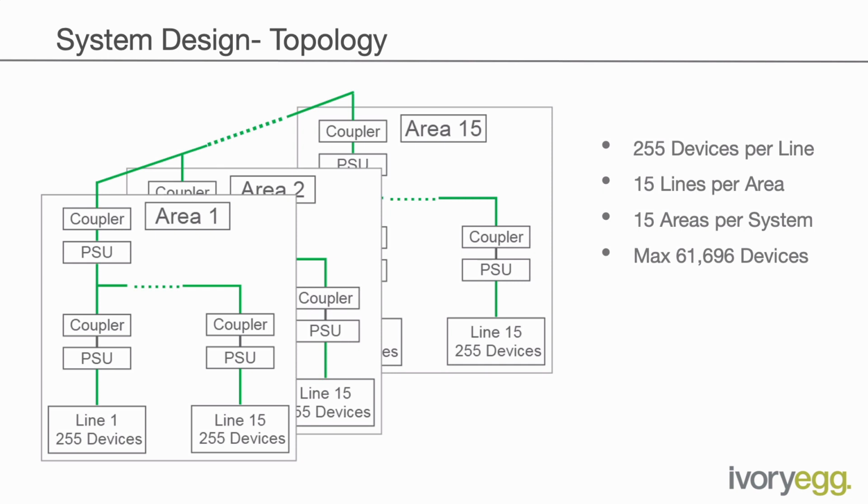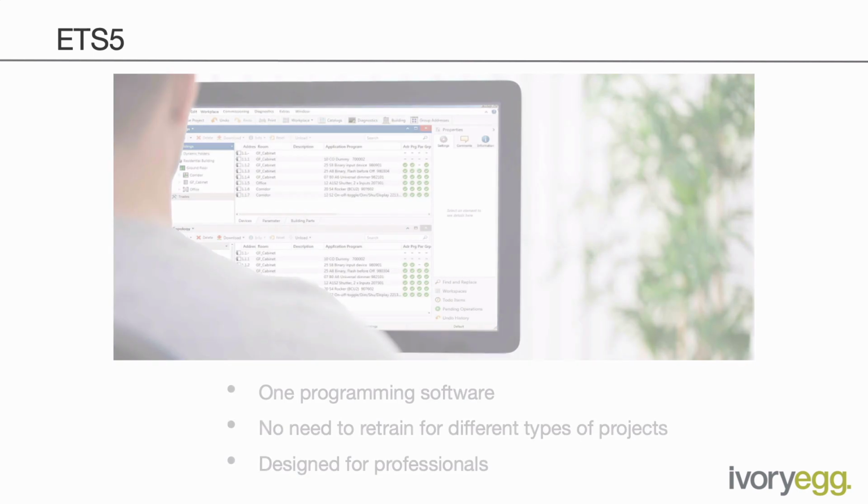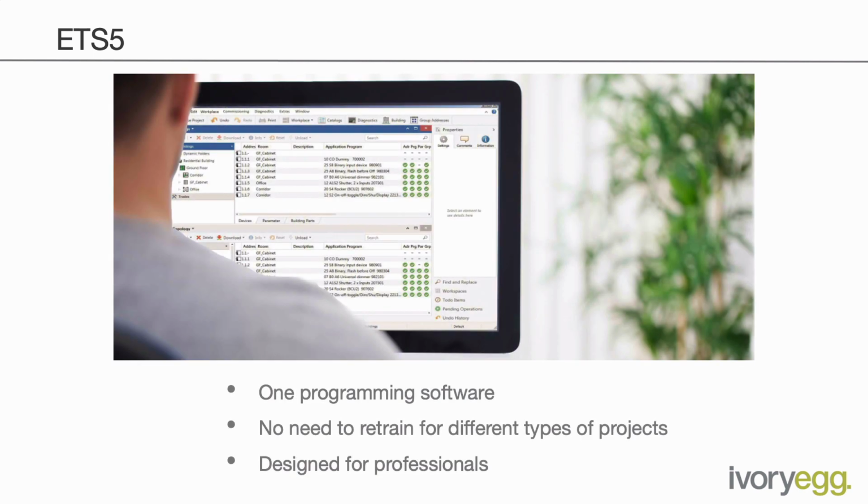So now we know about the power supplies and the topology. How do we program it? Well, everything is done through one software. Because there's so many manufacturers, we can't have them all developing their own way of programming it. The KNX Association manage the ETS software, which is currently version 5, which all manufacturers have to create driver files for the programming to happen.